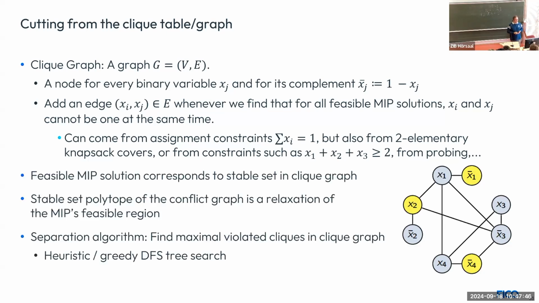Okay, and then what you can do, as I just said, is that feasible solutions correspond to stable sets in those clique graphs. So the stable set polytope of the clique graph, when you think about it, is a relaxation of the MIP's feasible solutions, just by definition. Sounds fancy.